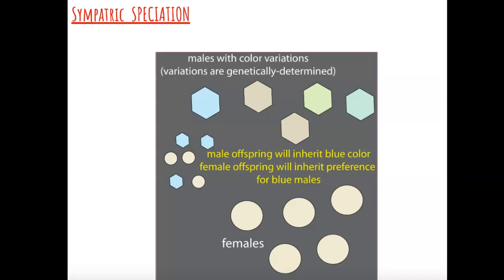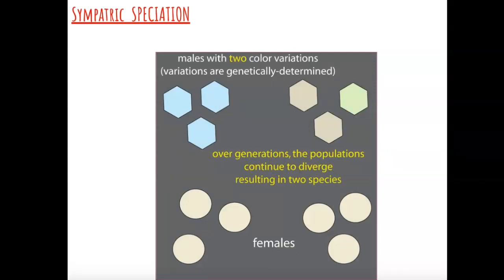When that occurs, that group can create its own species, and the group that was preferring the green males will possibly create their own species, where you have green male offspring and female offspring that inherit the preference for green males, creating two distinct populations. So with males with two color variations, when the variations are genetically determined, over generations the populations continue to diverge and result in two different species, where you have a preference for blue color and females preferring blue color, and then some that prefer a different color or have no preference.